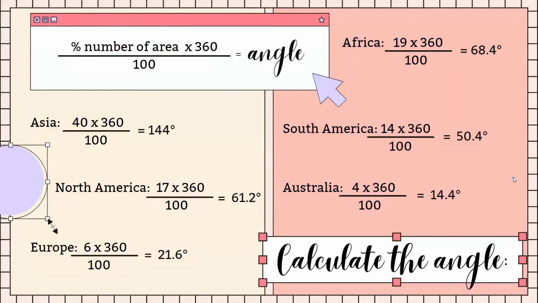For the angle, you will need the percent of the area, then multiply it by 360 degrees, then divide it by 100 to get the answer. For example, 40 times 360 degrees over 100 is equal to 144 degrees. Next slide, please.